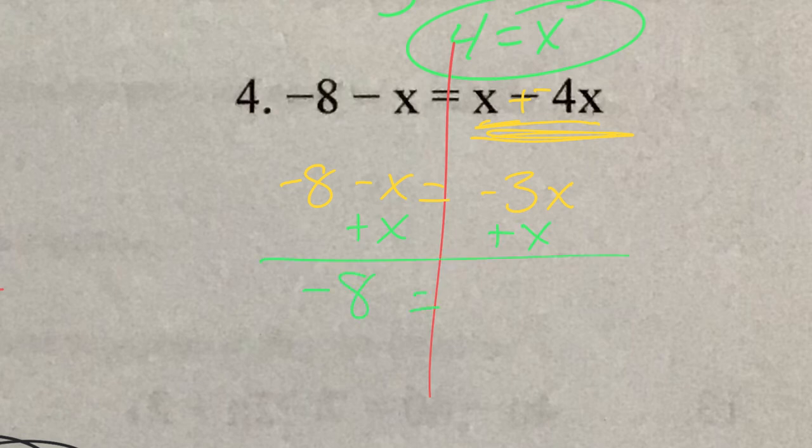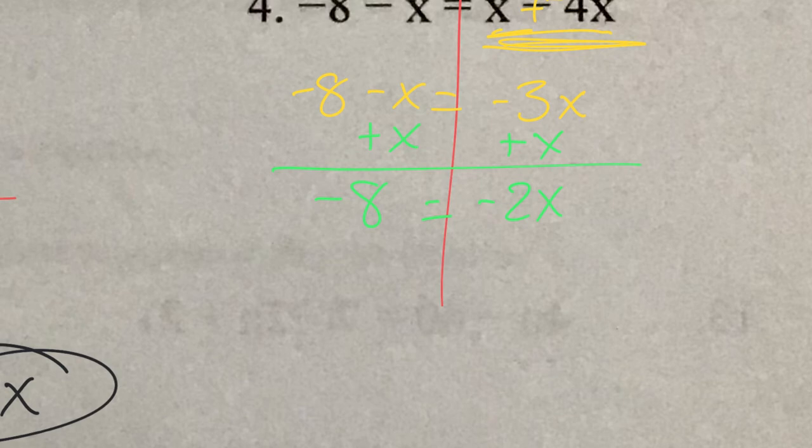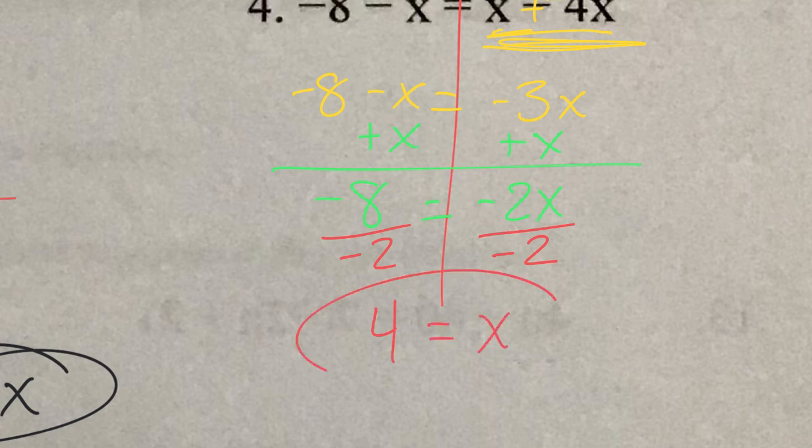Bring down that negative 8. Okay, I have a negative 3x plus an x, which gives me a negative 2x. Now I've got a one-step equation of dividing by 2, because I need to get rid of that negative 2, so keep the negative with it. 8 divided by 2 would be 4. It's going to be positive because two negatives make a positive when I multiply or divide. And I get 4 equals x.